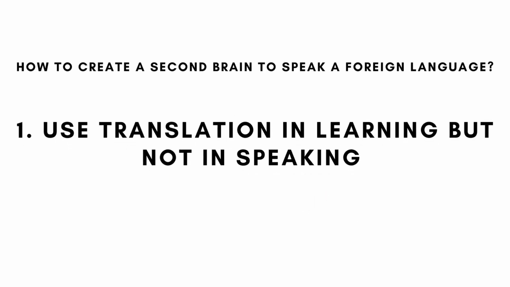How to create a second brain to speak a foreign language. Number 1. Use translation in learning, but not in speaking. Let me make something clear.